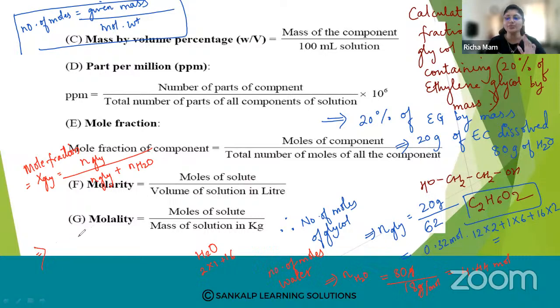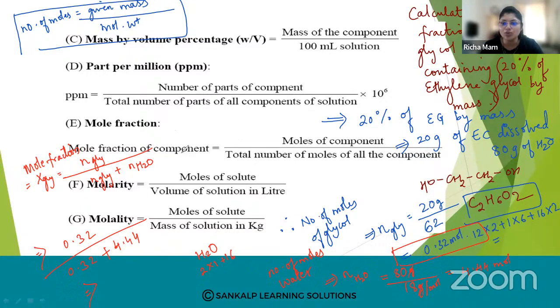So calculate now. The number of moles of ethylene glycol is here, it is 0.32. And the number of moles of ethylene glycol is 0.32 plus the number of moles of water is 4.44. Yes. Answer. What is the answer? Okay, Yamuna has answered as 0.068.